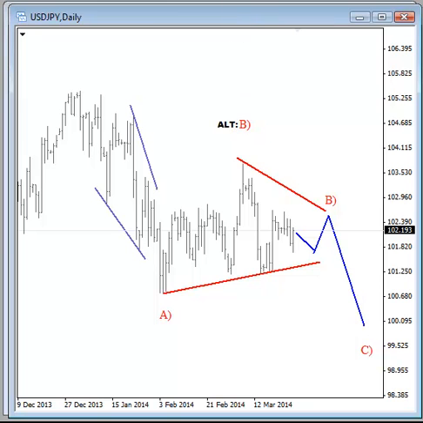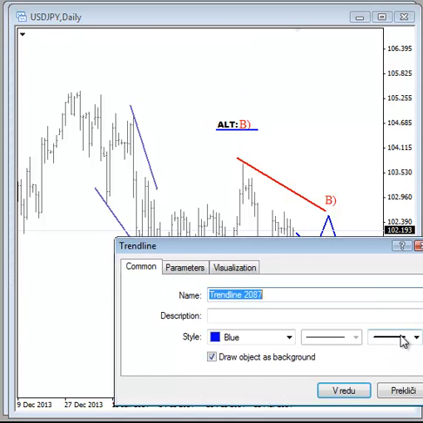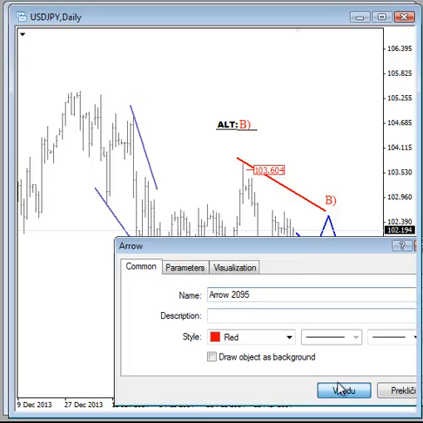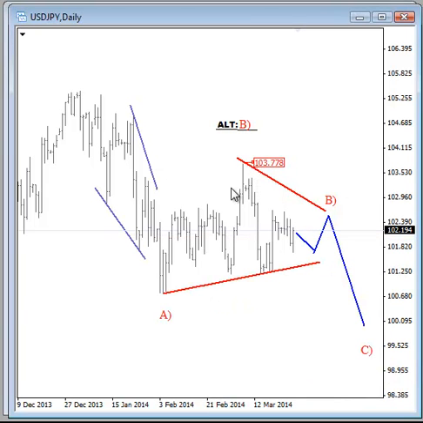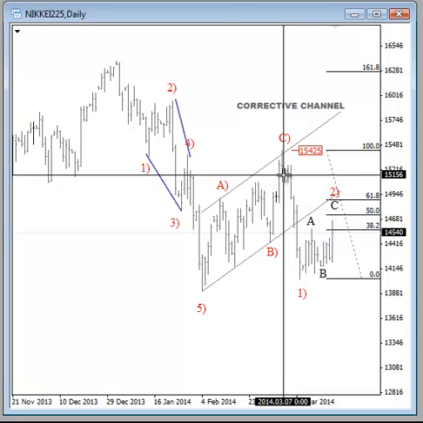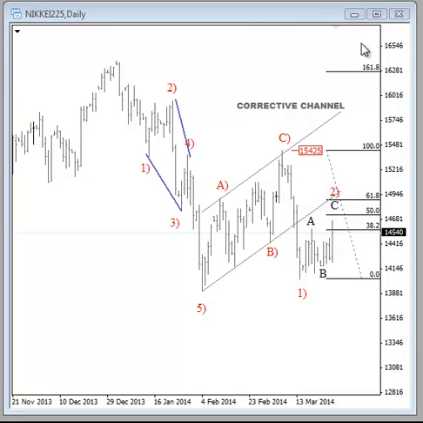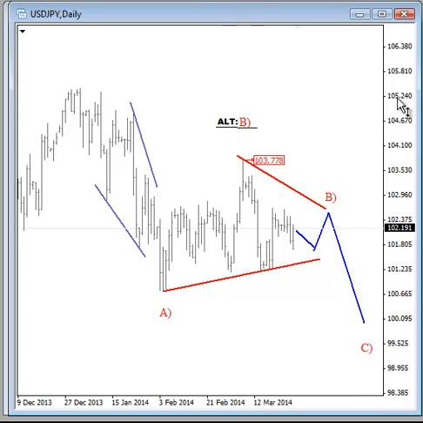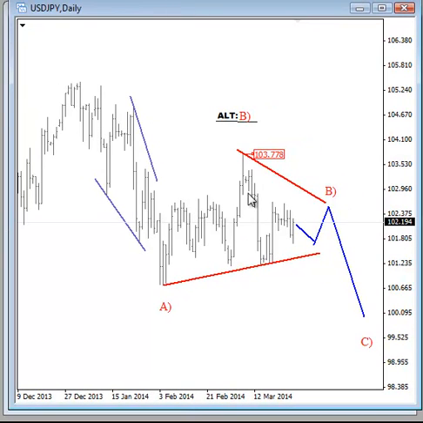I'm looking for a critical invalidation level. Short-term critical invalidation level is here at 103.77 or 76. So it's actually the same high as on Nikkei, from March 7th. Here is March 7th as well. So I'm looking for more downside on dollar yen, and will be looking for evidence of a completed sideways move before we may pull the trigger on the short side.